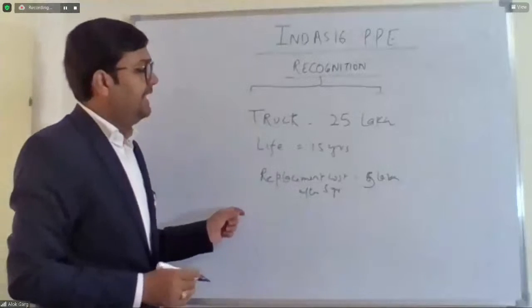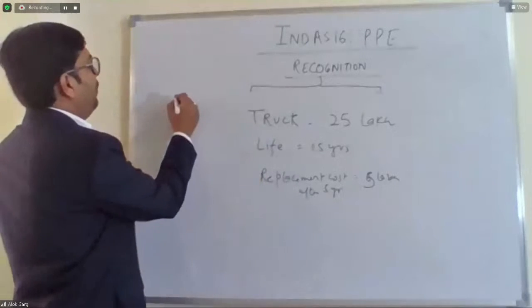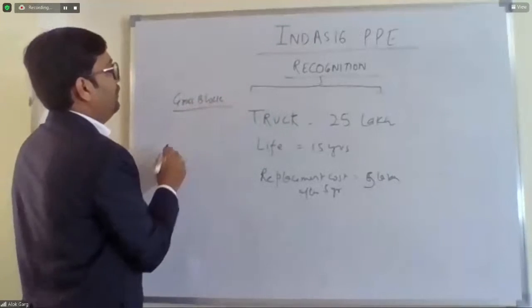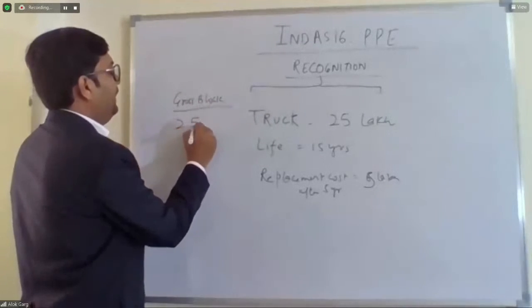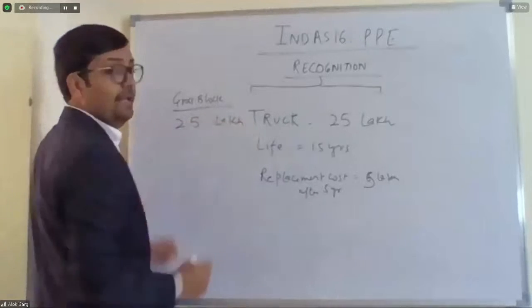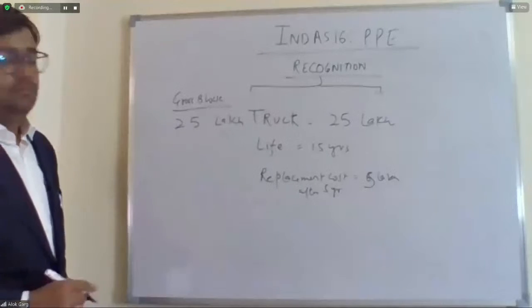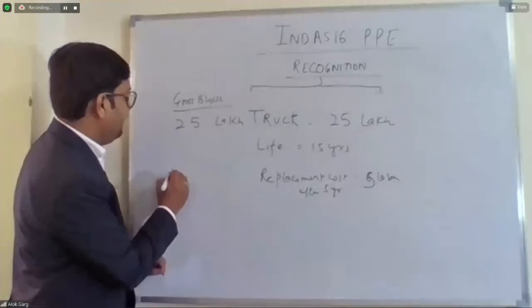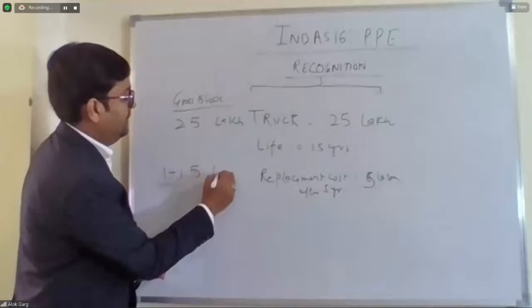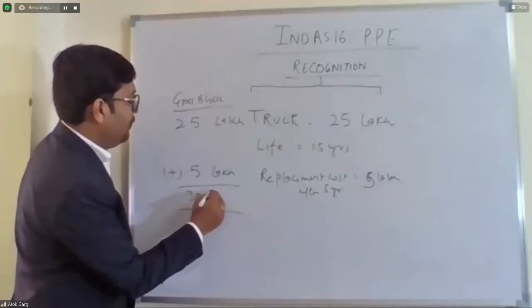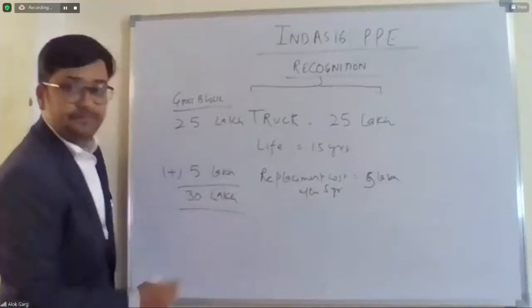Now you are saying, let's say the gross block. I am talking about the gross block. So what is the gross block of the truck? 25 lakh. Am I right? And sir, you are saying this 5 lakh is required to be capitalized because it is meeting the recognition criteria. So the gross block of the truck will be 30 lakh.